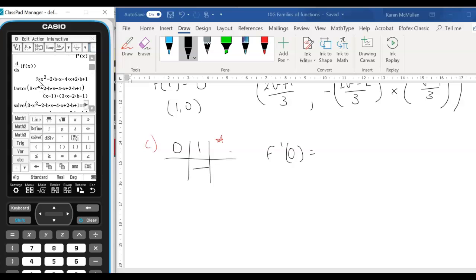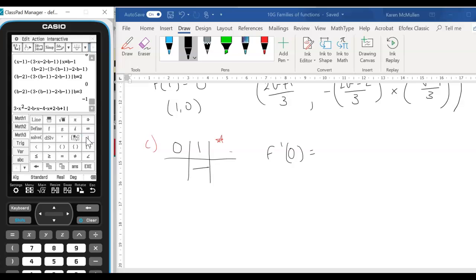Come on, where are you? All right, so there's our derivative. So we could use it either in expanded form or factorized form. So I'm just going to copy that. Let's go down. All right, so we've got, given that x is equal to 0, we get 2b plus 1.